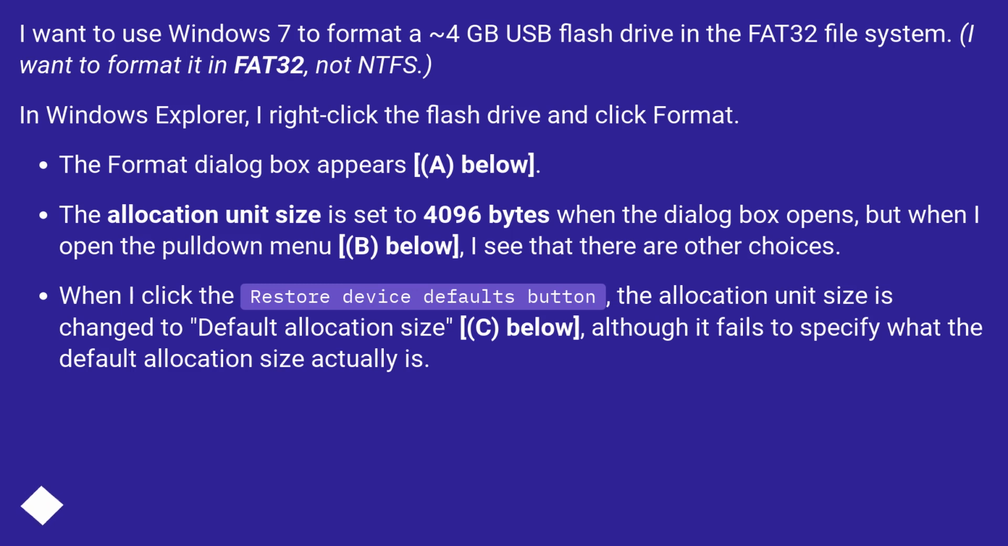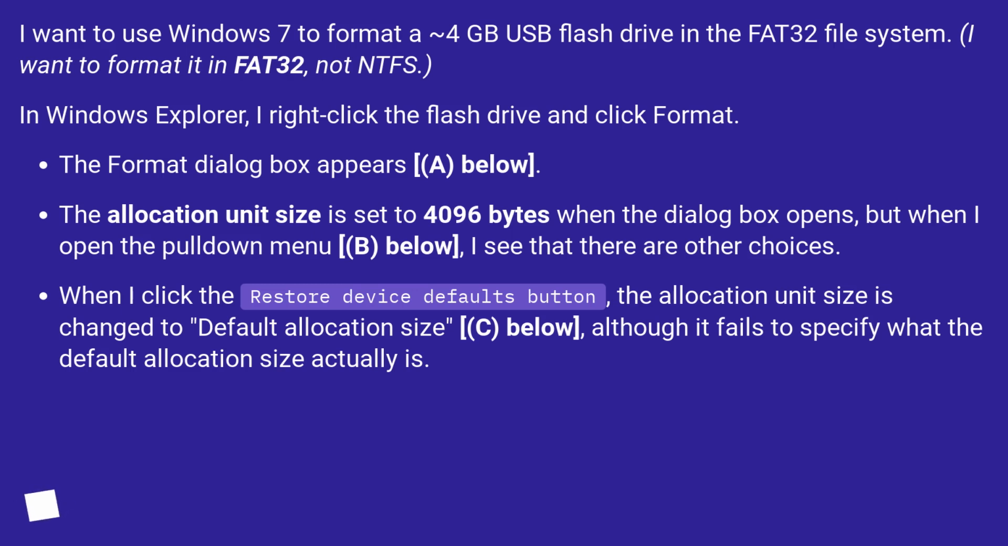In Windows Explorer, I right-click the flash drive and click Format. The Format dialog box appears, below. The allocation unit size is set to 4096 bytes when the dialog box opens, but when I open the pull-down menu, below, I see that there are other choices.